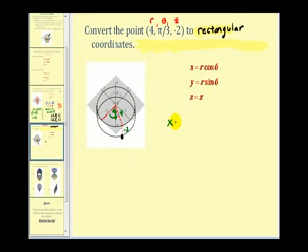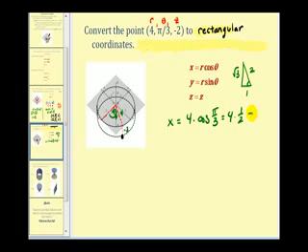So the x coordinate is going to be equal to r times cosine theta. Well, that'll be 4 times the cosine of pi over 3 radians. Just to refresh our memory, that would be a 60-degree angle. So using the 30, 60, 90 right triangle, here's our 60-degree angle. The cosine of 60 degrees, or pi over 3 radians, would be 1/2. So we have 4 times 1/2, which would give us 2 for the x-coordinate.